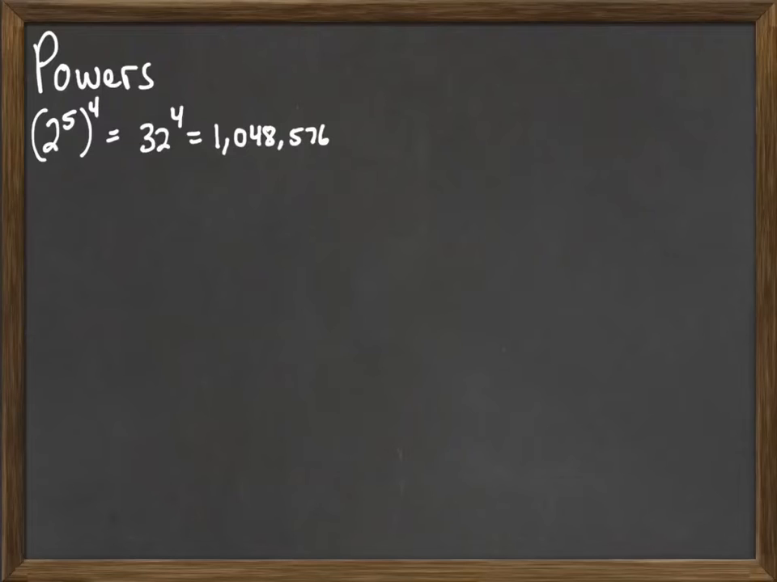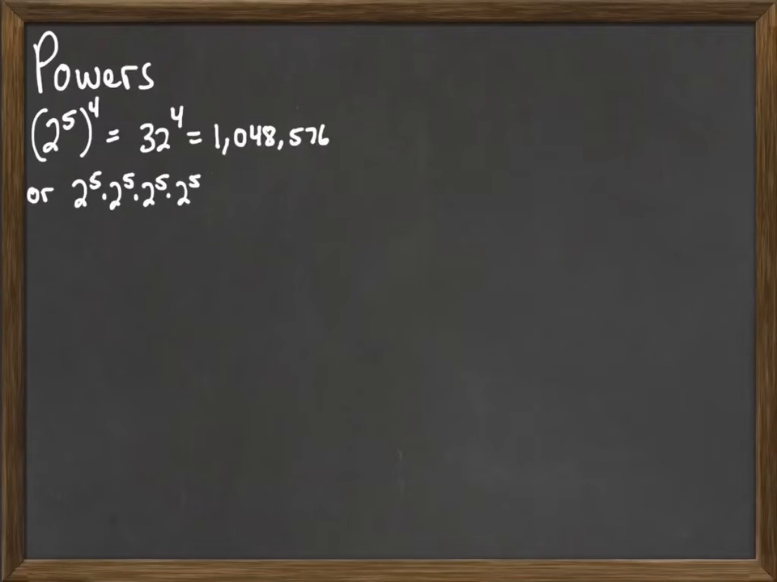1,048,576. That's one way to work this problem out with the numbers, because we can actually do 2 to the 5th. The other way is to realize that 2 to the 5th raised to the 4th is actually 2 to the 5th times itself 4 times. That's the definition of raising something to the 4th power.